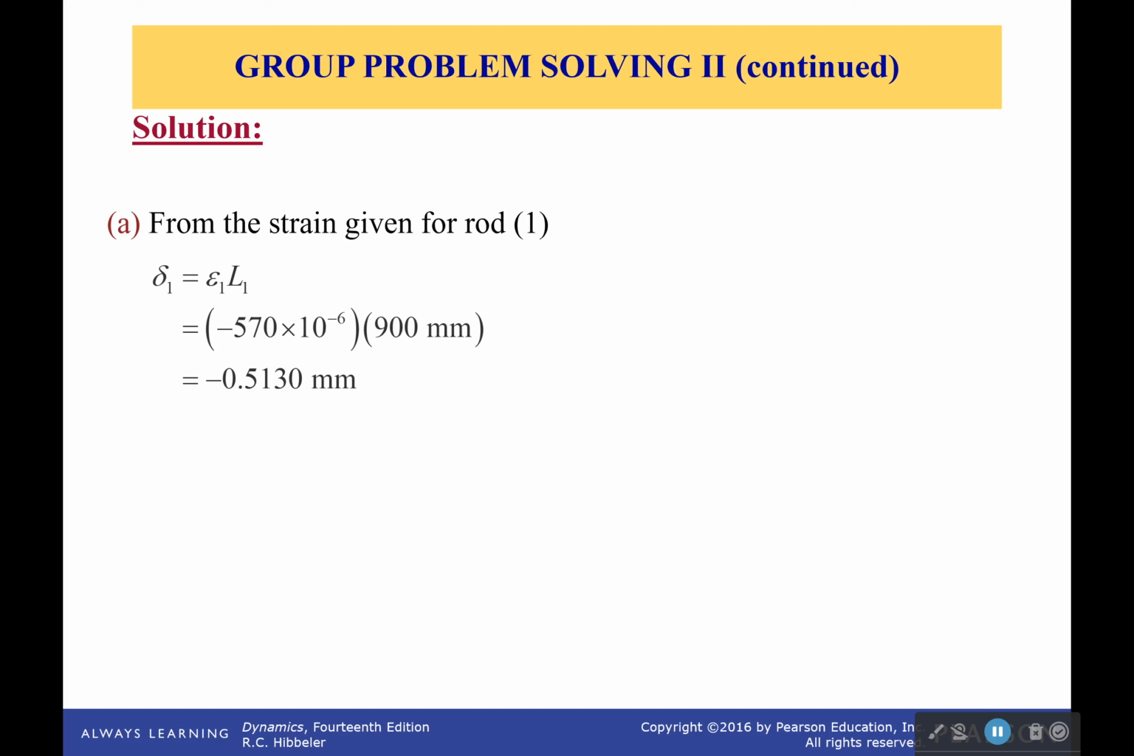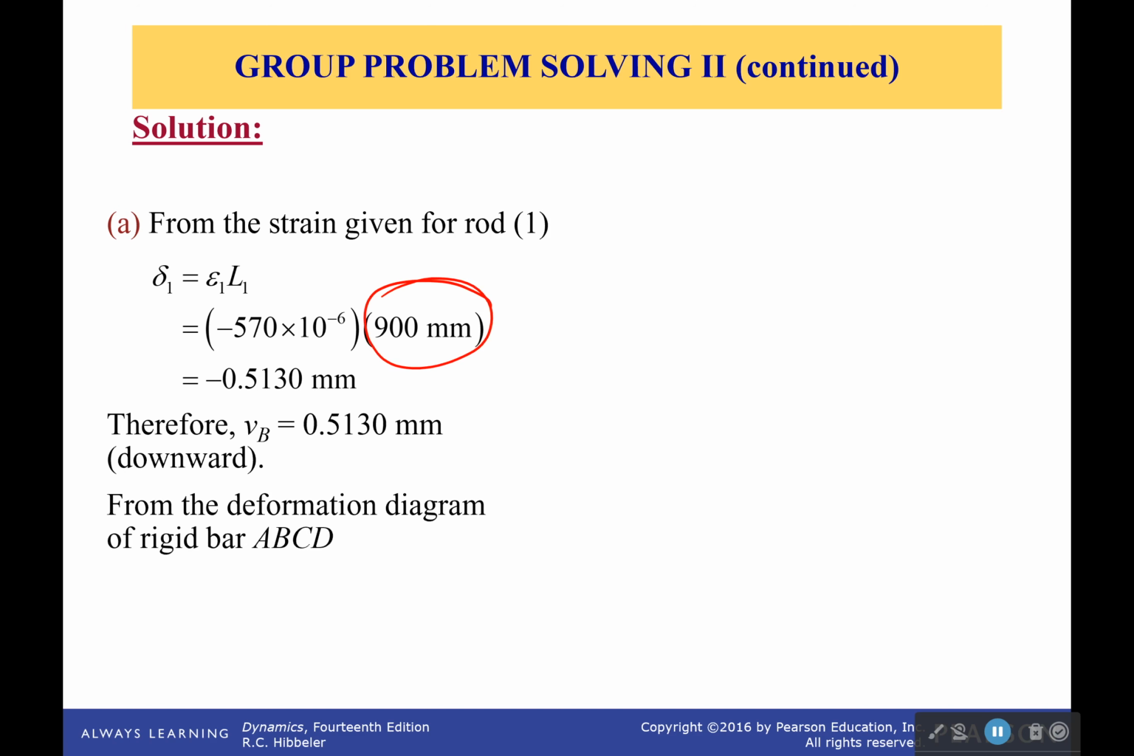So first off, from the strain given the rod 1, we can figure out its compression. Okay, it's not elongating this time, it's compressing. We had 570 microstrains, and its original length is 900 millimeters, and it got shorter by 0.5130 millimeters. Therefore, that joint at B moved down 0.5130 millimeters.